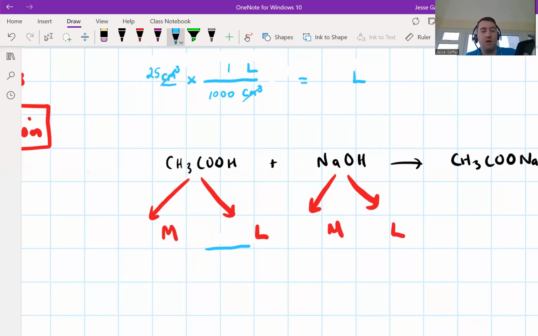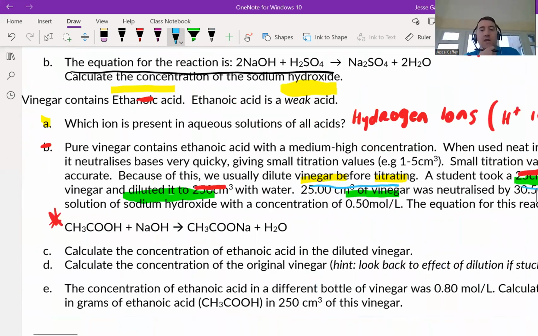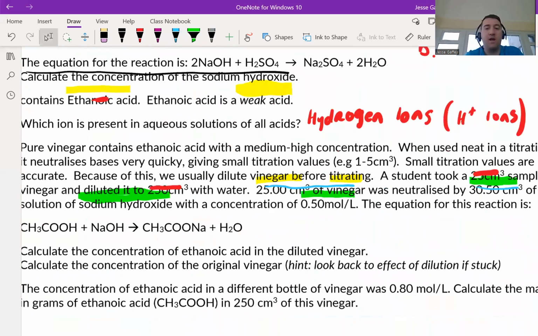And that's going to give me 0.025 liters. So at this stage, we're putting in 0.025 liters. I'm going back to find out if I know the molarity of the dilute vinegar.